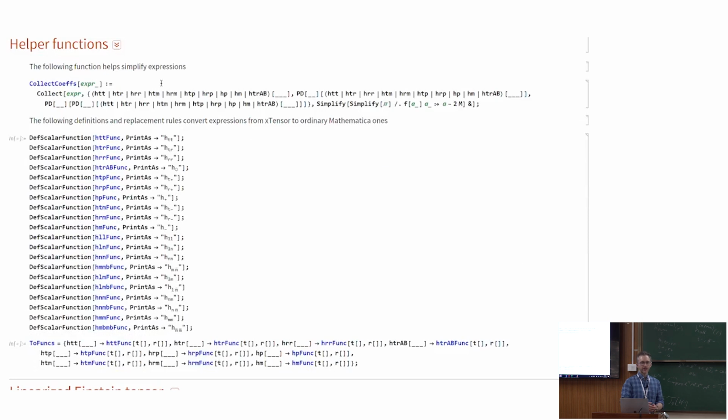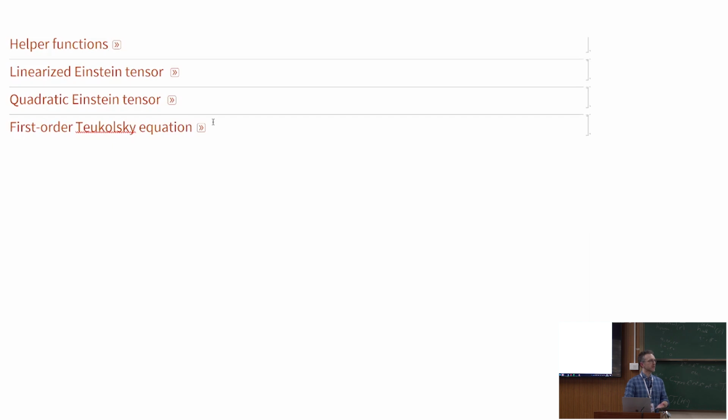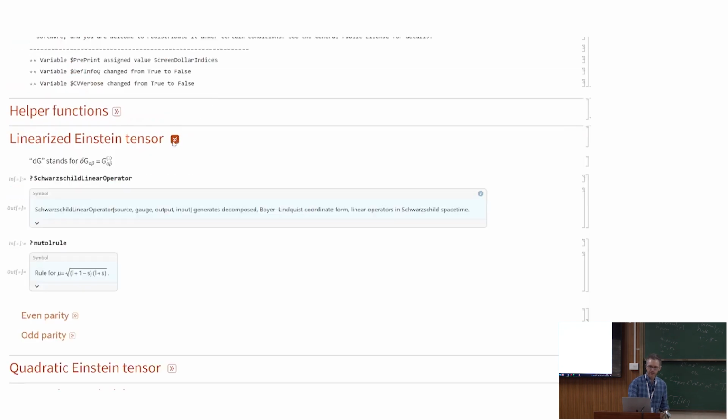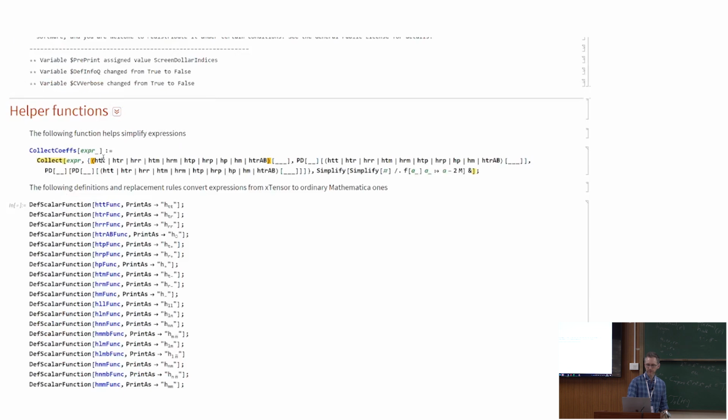Now the expressions that come out of this package are often not pre-simplified. They're a bit of a mess to start. So here I'm just defining something to simplify them, to make them a bit more readable. And here I'm defining a way to convert from xTensor expressions to ordinary Mathematica expressions. And I guess we can send around these notebooks to the entire class after the lecture. Okay, so let's look at the linearized Einstein equation. Well, let me first run this section.